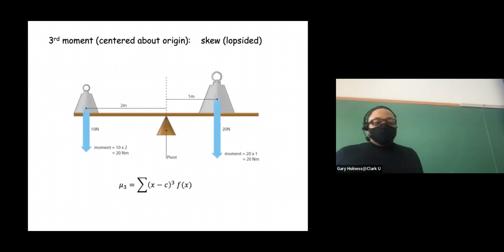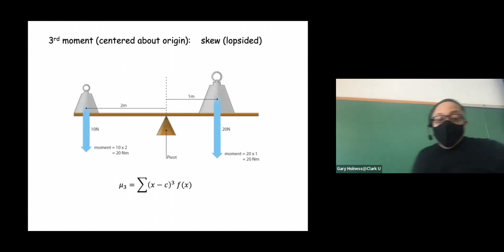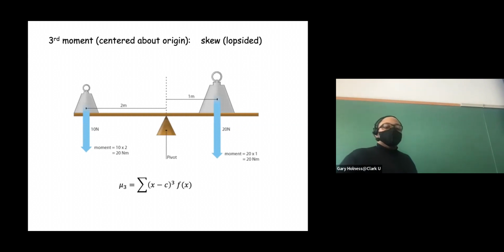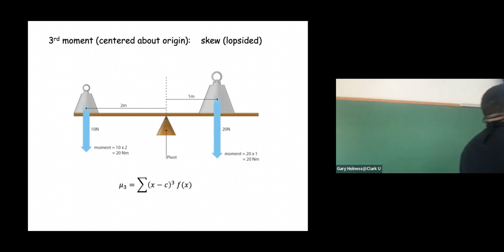No? All right. And so let's look at the third moment, and we're going to use the physics example, but if this were a statistics example, these weights would just be the probability mass associated with the values corresponding to where they are placed on the board. And so here, let's imagine we were computing skew, which is a measurement of lopsidedness, the third centered moment. Here we have a weight of 10 newtons on the left side, or negative direction, of the pivot. And then we have a weight of 20 newtons on the right-hand side, 1 meter away from the pivot.